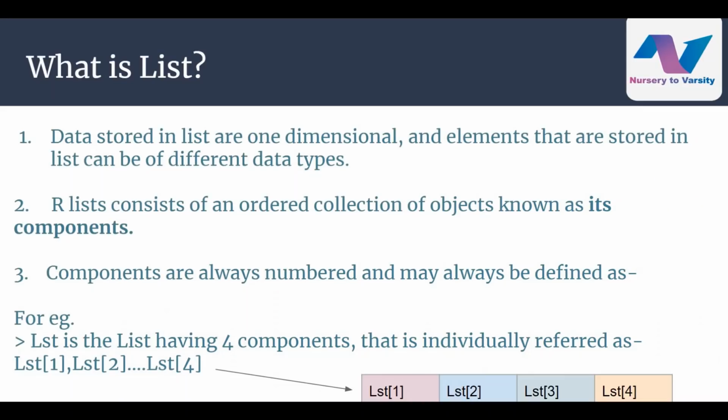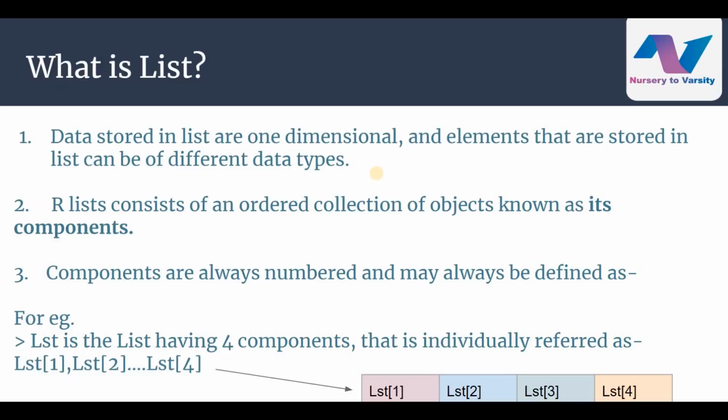What is list? Number 1. Data stored in list are one-dimensional. As we have studied, vector stores data in one-dimensional, so is the list. And elements that are stored in the list can be of different data types. In vectors, we have studied that the elements stored should be of a single data type, but in list you can store elements of different data types.